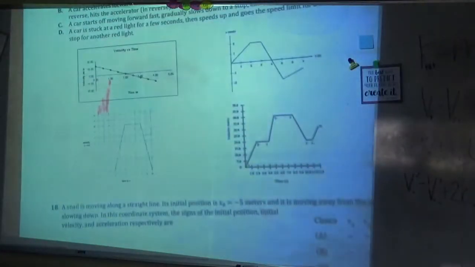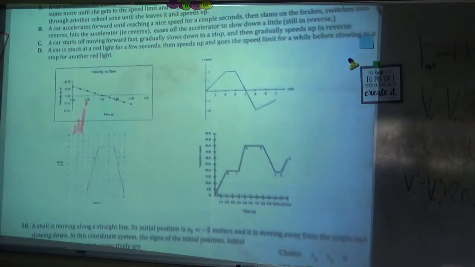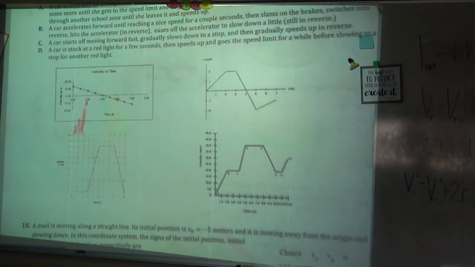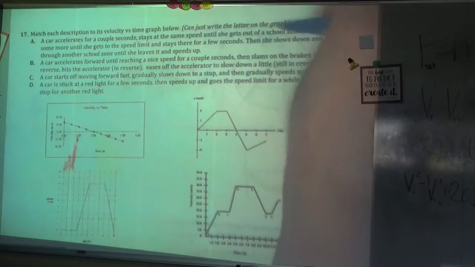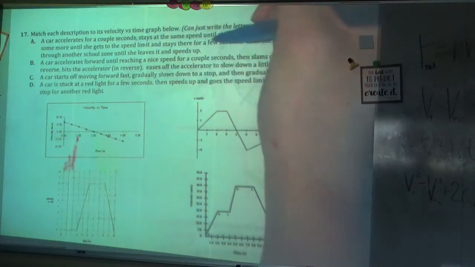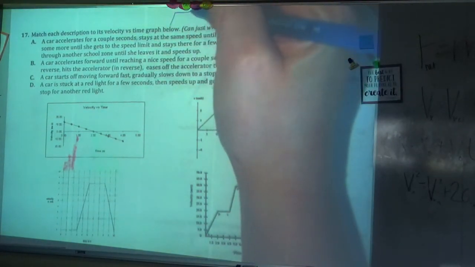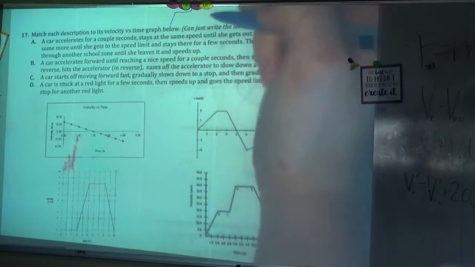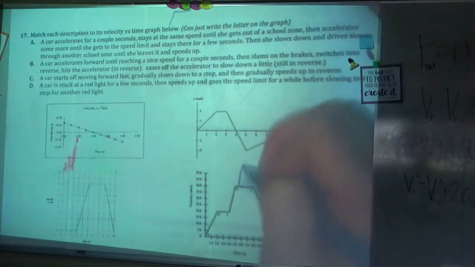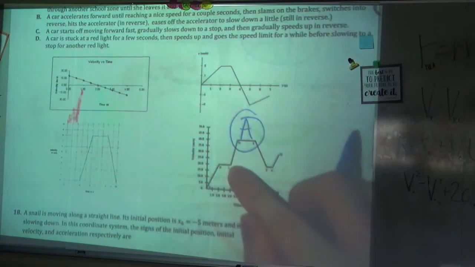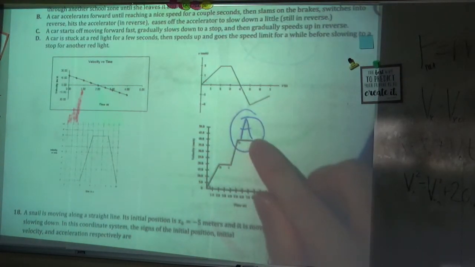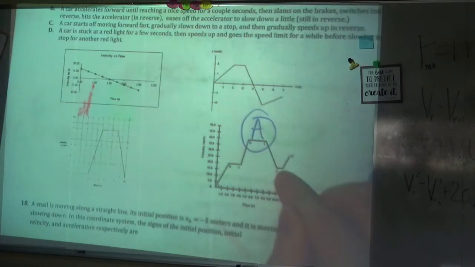Alright, now we have velocity versus time graphs, and we are again matching descriptions. Now they are velocity versus time graphs. So, for A, it says the car accelerates, and then it stays at the same speed, and then accelerates some more, and then gets to another speed and stays there. So I want one that's going up, staying there, increasing velocity and staying there. So that is going to be this graph right here. And then let's just double check. It accelerates, stays the same speed, accelerates, stays there, slows down, stays there, and then speeds up again.